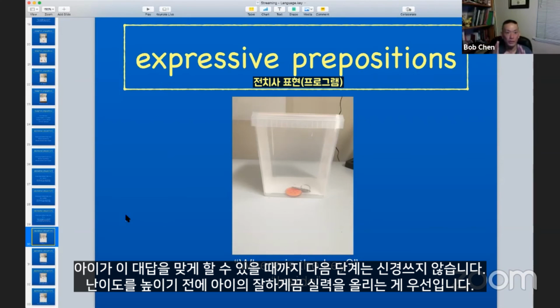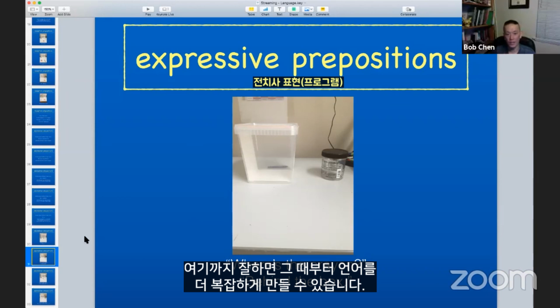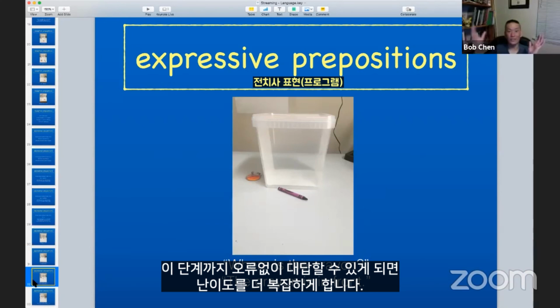They have to be really good at this for us to increase the level of difficulty. Once they're good with that, then we can start to make the language more complicated for the child. So when we ask, where's the crayon? Now there are two items that the child has to pay attention to and understand the frame of reference that they're using, so that they have to tell us it's behind the box. And then it gets more complicated when they're able to do the last step without errors.